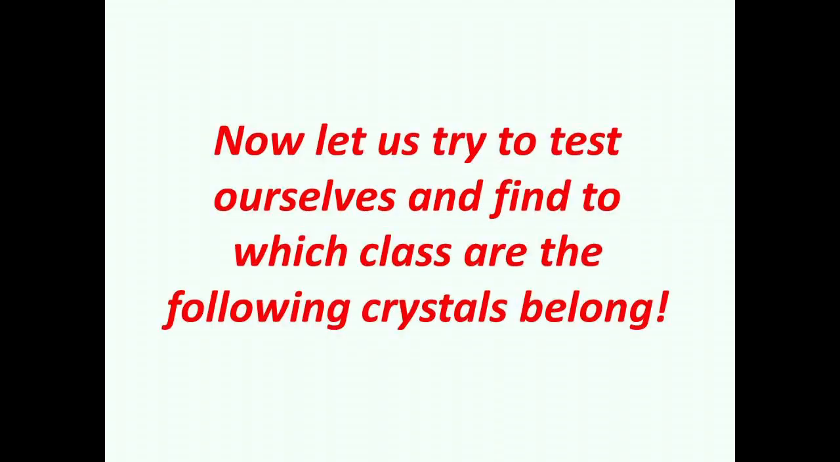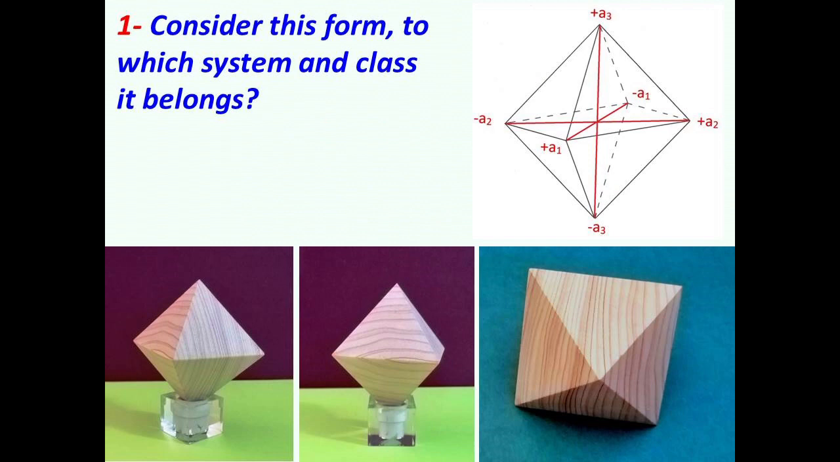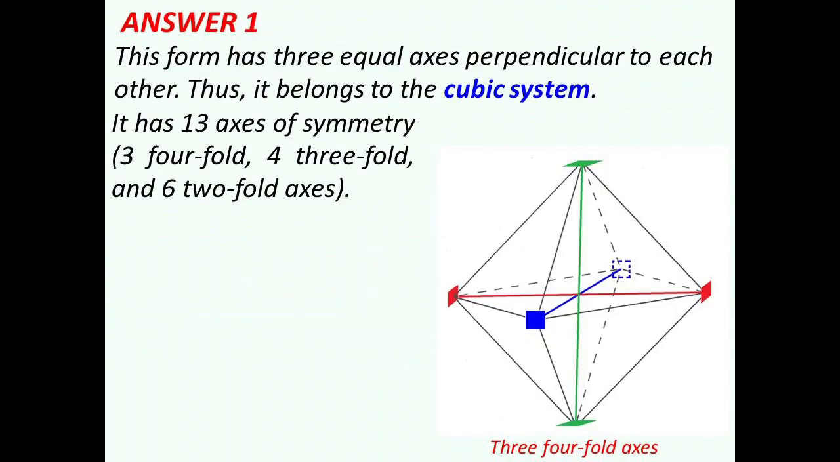Now, let us try to test ourselves and find to which class the following crystals belong. 1. Consider this form. To which system and class does it belong? Answer 1. This form has 3 equal axes perpendicular to each other. Thus, it belongs to the cubic system.